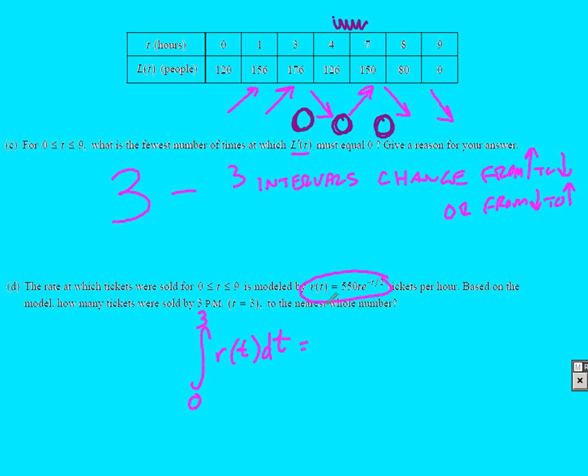This is not something that we know how to integrate yet. You could, but it's not very pretty. I'll just leave it like that. So how would I do this integral? It's a calculator. All you need to do is plug this in and evaluate it. And when you do, you should get 972.8 tickets as your answer. And now they say round to the nearest whole number, so that just means 973 tickets were sold by 3 p.m.